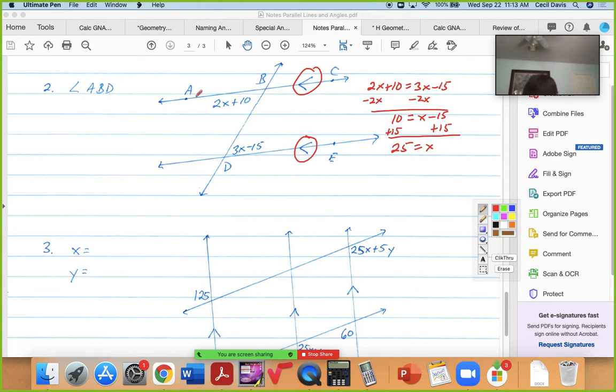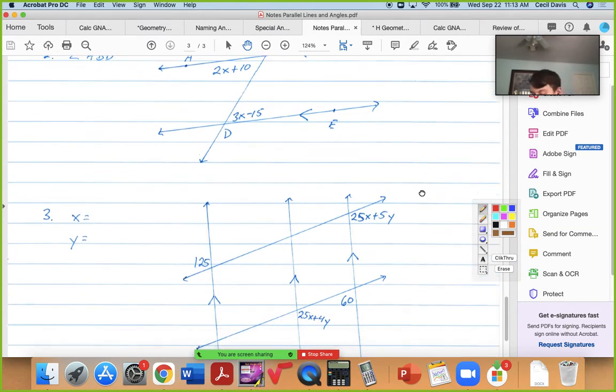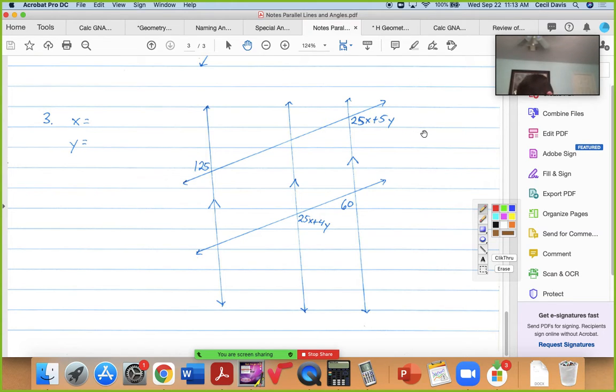So I want the measure of ABD. So the measure of angle ABD is going to be 2 times 25 plus 10. That's 50 plus 10 is 60 degrees. All right. Let's look at question 3, which is a little bit harder.